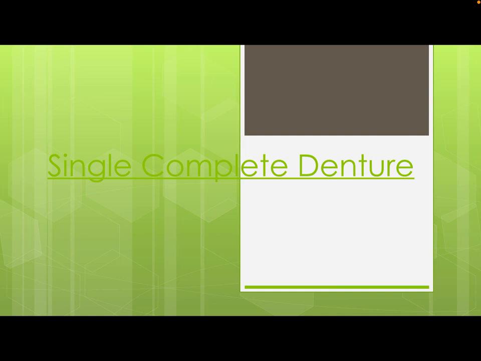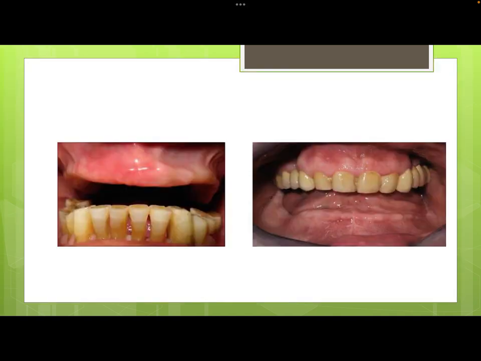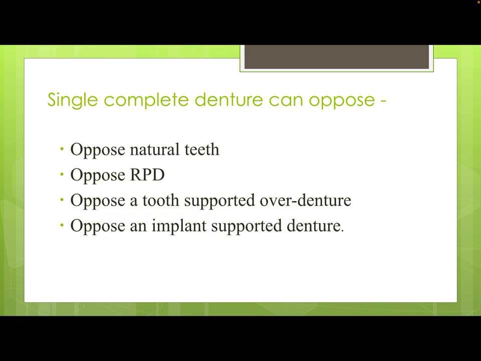Good morning. Our topic for discussion today is single complete denture. This is a photograph of a completely edentulous maxillary arch, which has opposing natural teeth, and a completely edentulous mandibular arch with opposing natural teeth.